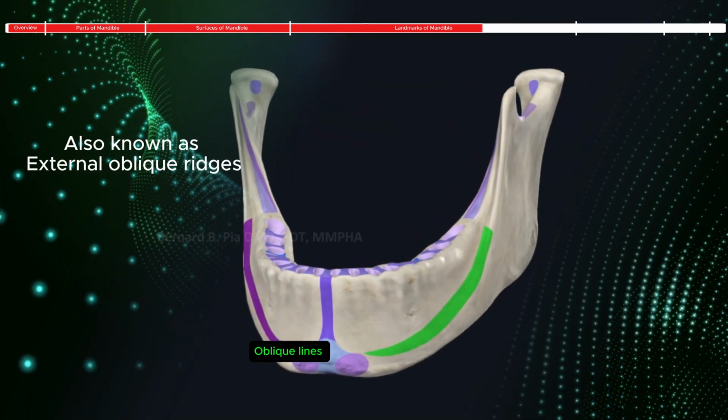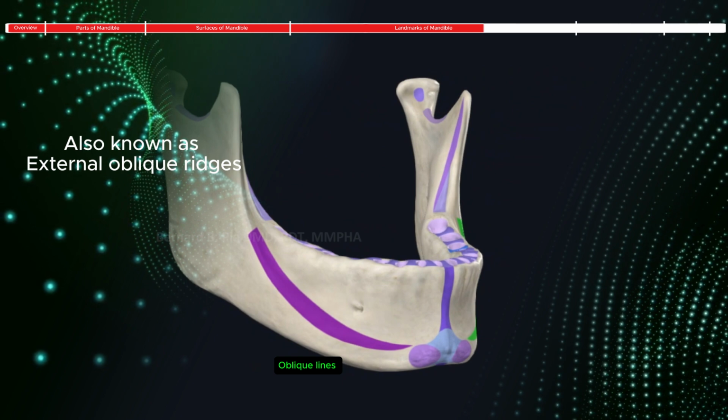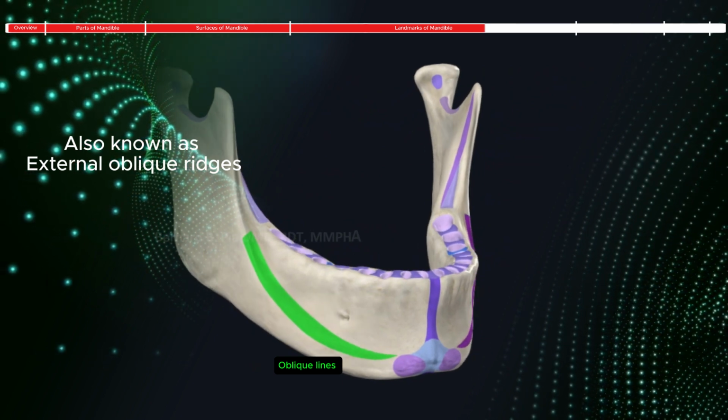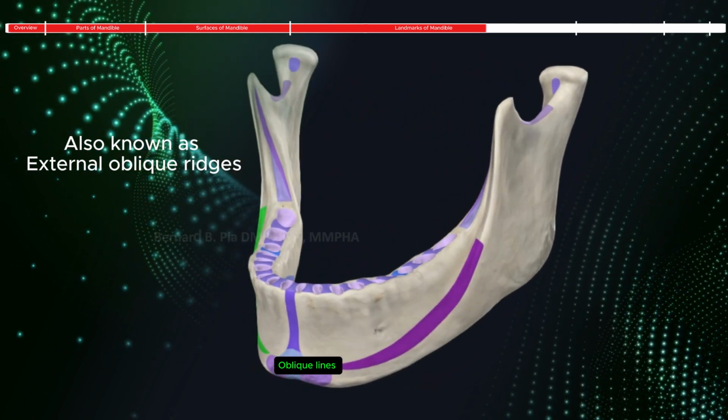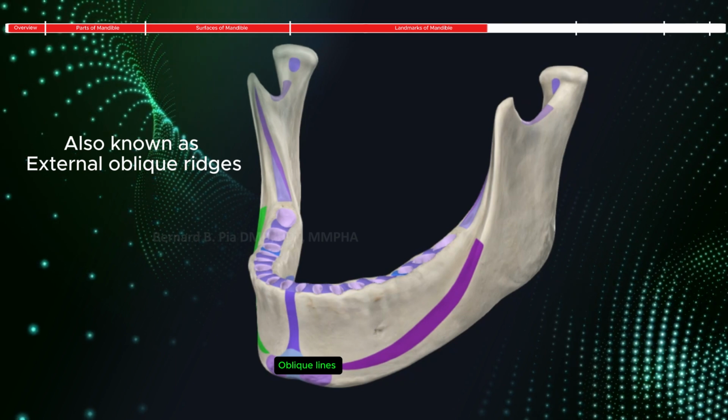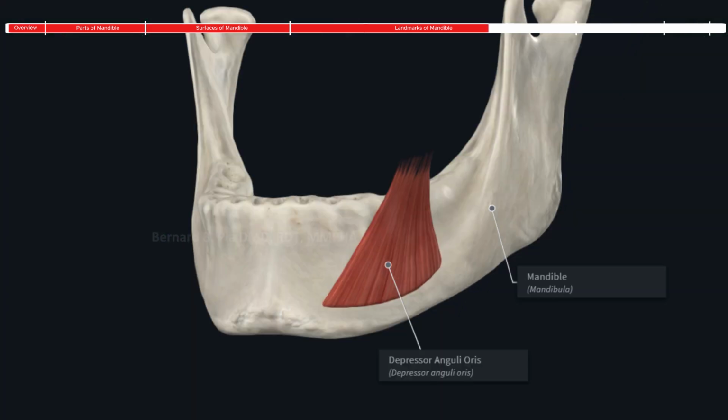13. The oblique line's external oblique ridges are the two ridges found along the external surface of the body of the mandible. Forms the lateral boundary of a retromolar fossa. Provides an origin site for the depressor anguli oris muscle.